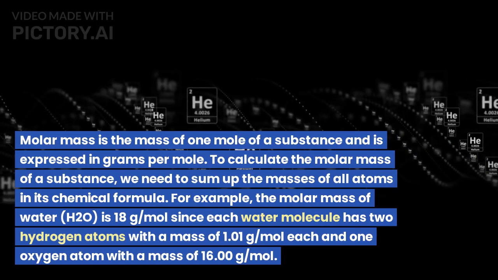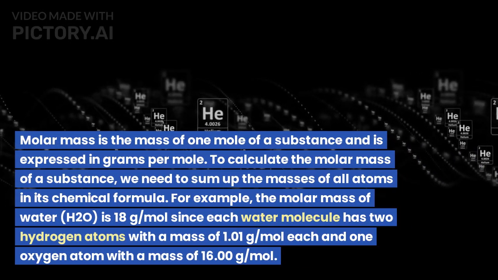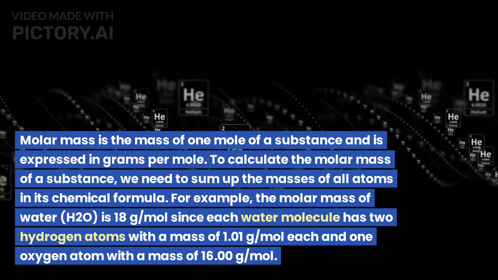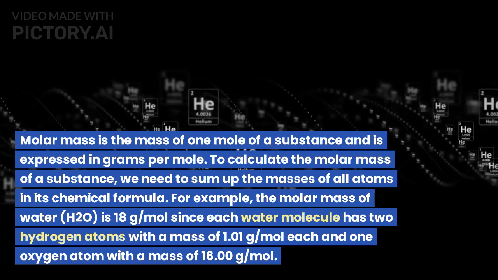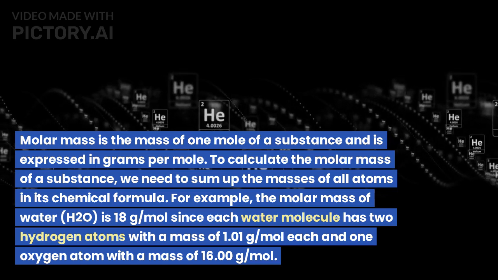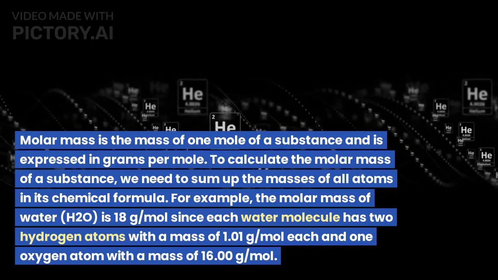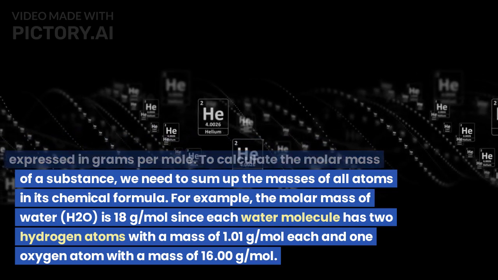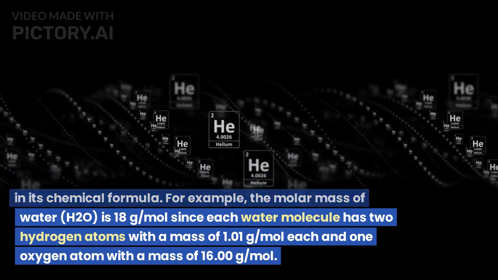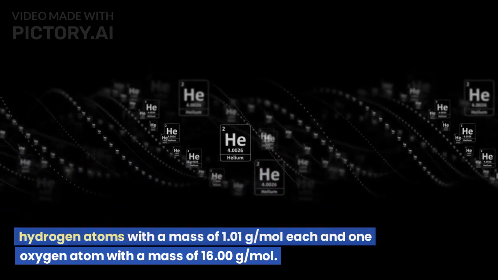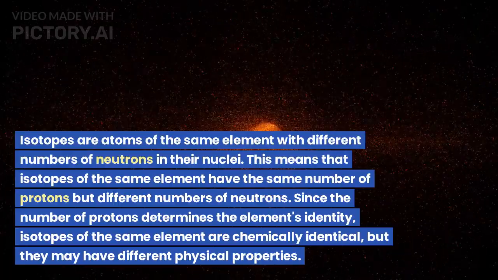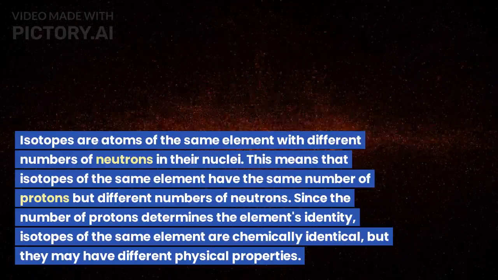Molar mass is the mass of 1 mole of a substance and is expressed in grams per mole. To calculate the molar mass of a substance, we need to sum up the masses of all atoms in its chemical formula. For example, the molar mass of water, H2O, is 18 grams per mole since each water molecule has 2 hydrogen atoms with a mass of 1.01 grams per mole each and 1 oxygen atom with a mass of 16.00 grams per mole.